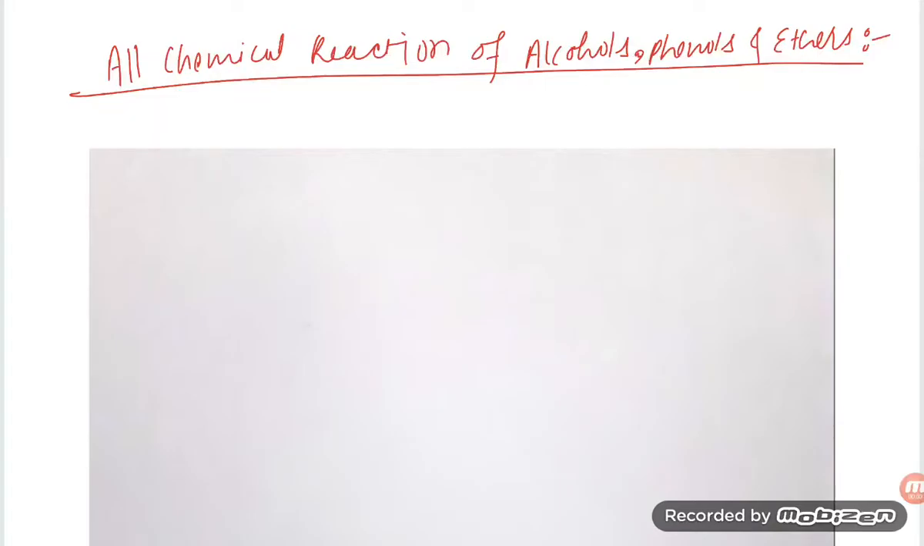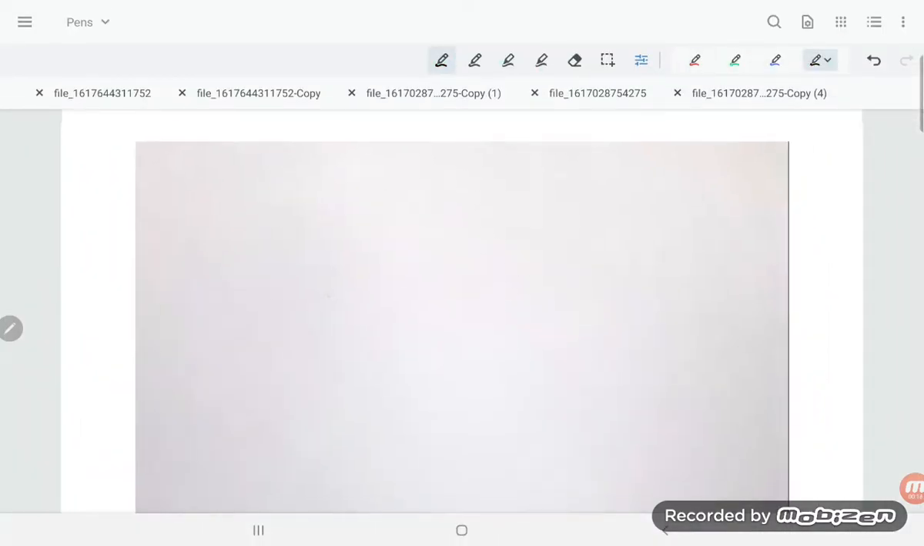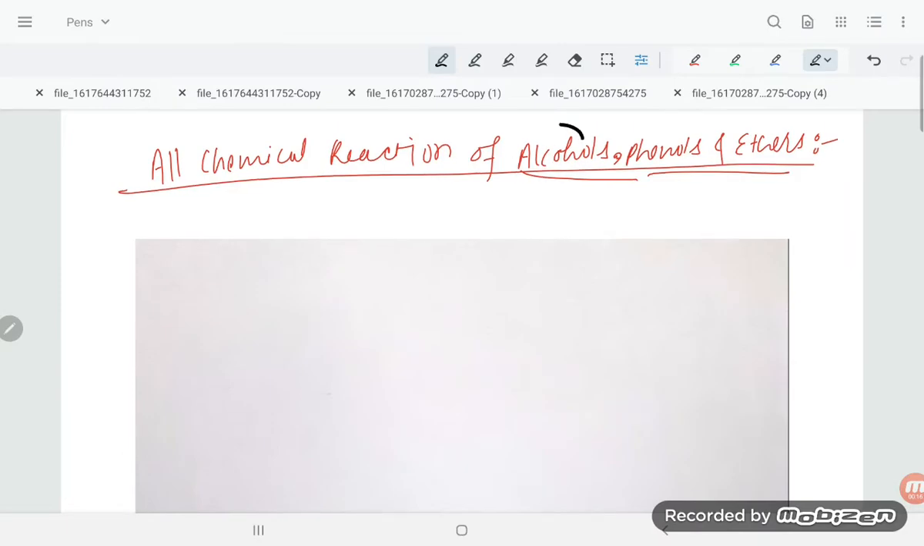Hello, good evening, students. Let us try to cover all the chemical reactions of alcohols, phenols, and ethers in a very short and precise way. We are going to understand all the chemical reactions of alcohols, phenols, and ethers, students.